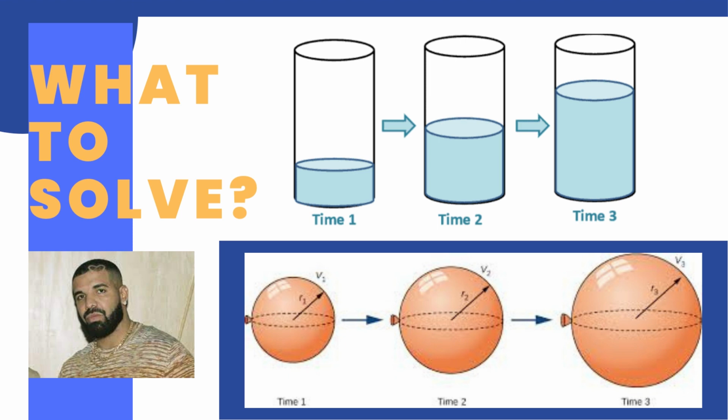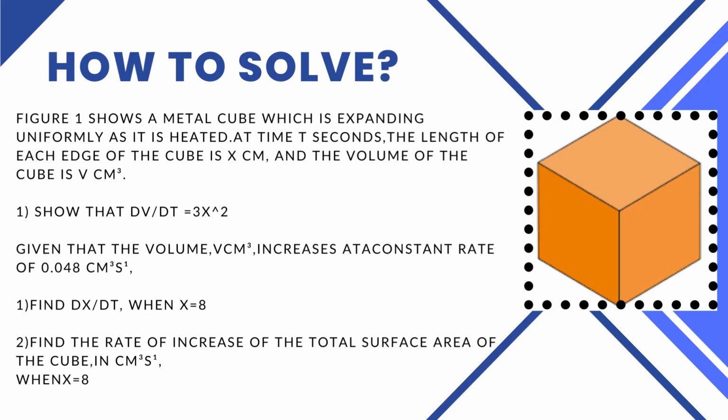You can see on the slide, the signal is increasing with time. At time 1 the volume is less than at time 2 because the volume is increasing. Same goes for the balloon. We can see that at time 1 the volume of the balloon is less than at time 2 because the volume is increasing with respect to time.